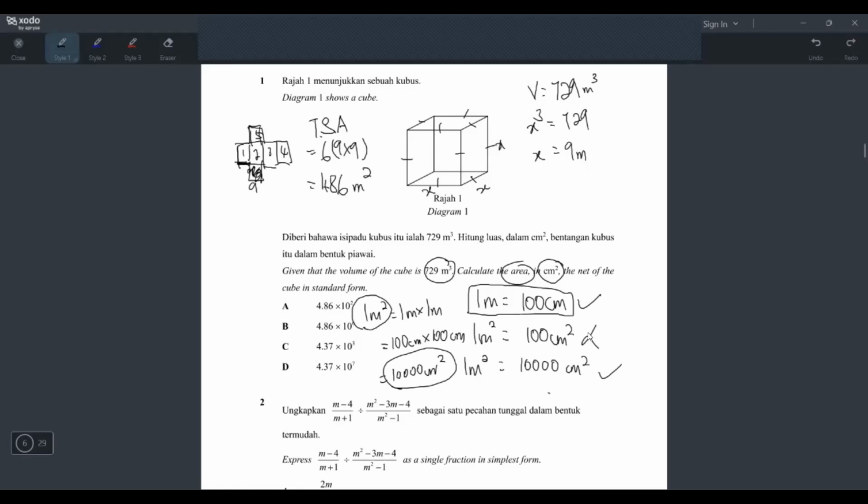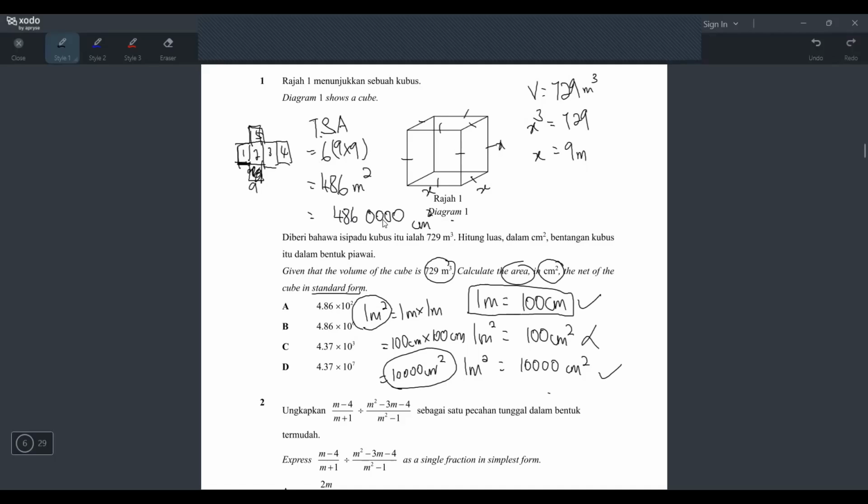Okay, bukan times 100. That is why if you want to convert this to cm square, you have to times 10,000. So it'll be 486 and then you have to add 4 zeros because you times 10,000. You understand? So this is in cm square. But if you look at the question, if you look at the answer here, no answer, right? Because they already convert to standard form.